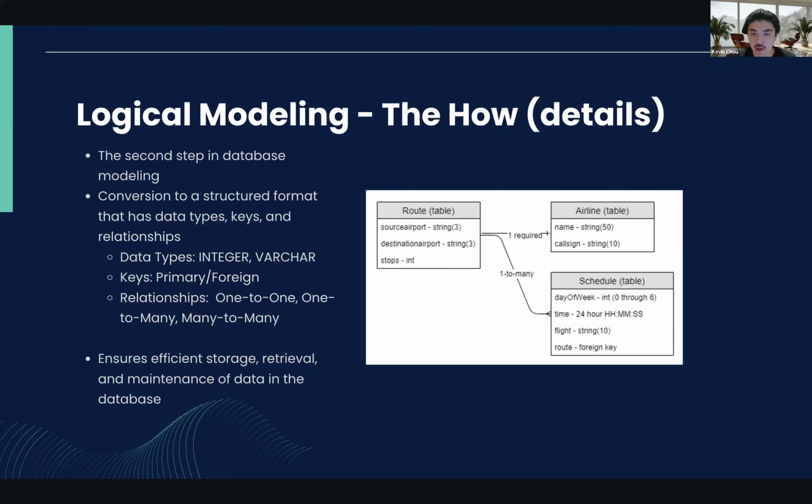At this stage, the database model has specified attributes, identifiable primary and foreign keys, and defined relationships between all of the entities. Overall, logical modeling transforms the conceptual design of a database into a detailed and structured schema that can be implemented into a specific database management system. It lays the foundation for physical database implementation and provides the framework for efficient data storage, retrieval, and manipulation.